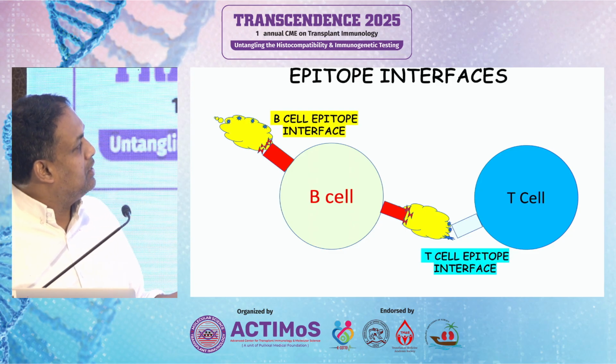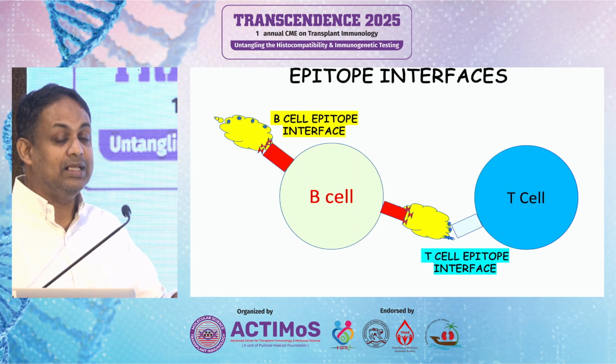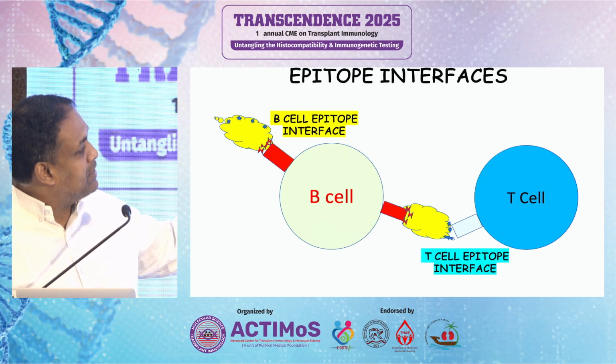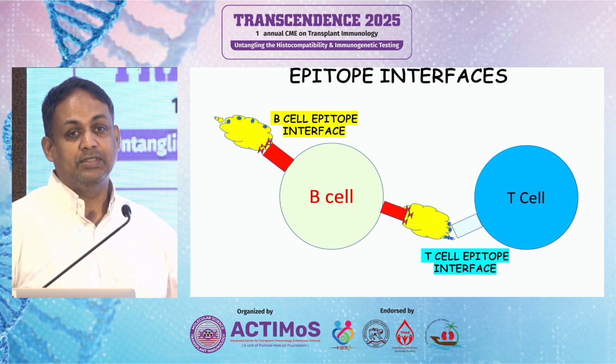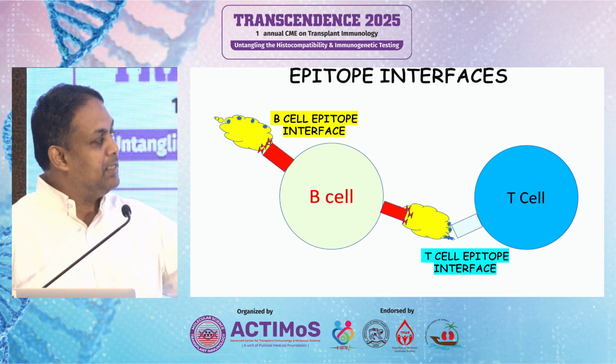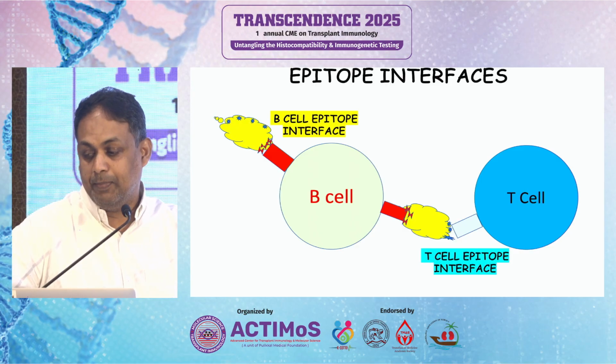So basically, the yellow one is the antigen, and a B cell is an antigen presenting cell. So the B cell goes and grabs the antigen. The red spot on the antigen is the B cell interface that we call the B cell epitope. And the B cell processes it and gives it to the T cell. At that time, the antigen has a T cell epitope interface.